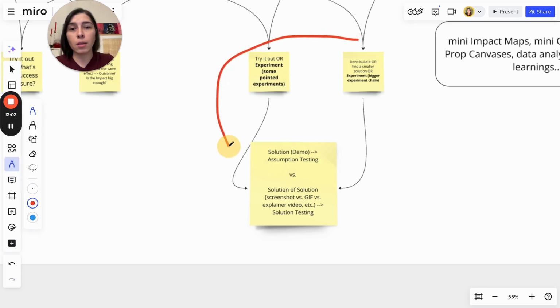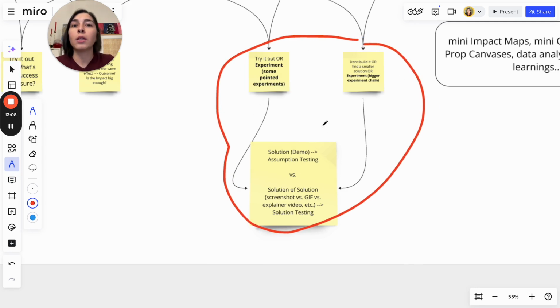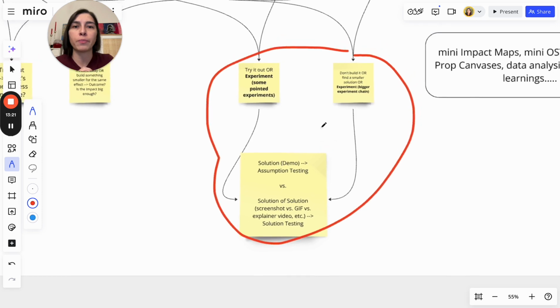And that means that this is where you definitely need impact maps or opportunity solution trees or assumption mapping, solution testing, like any activity that helps you understand what's happening, right? Here you need to put in some more effort.